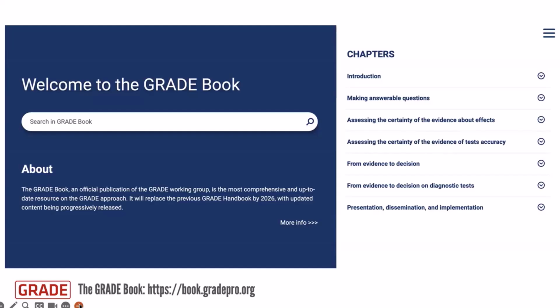We also launched a GRADE map where you have access to all the GRADE papers, with a clear distinction between those which remain valid and those that were already replaced by new guidance.